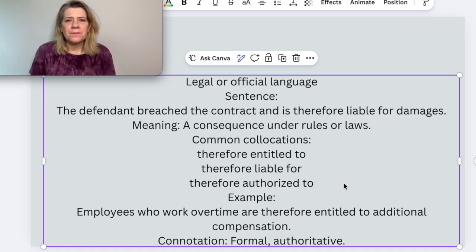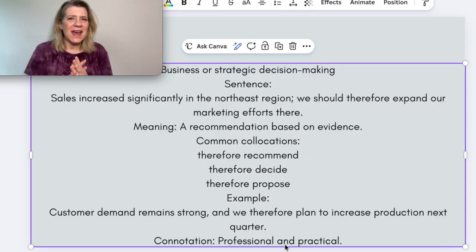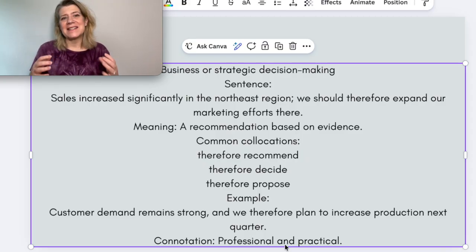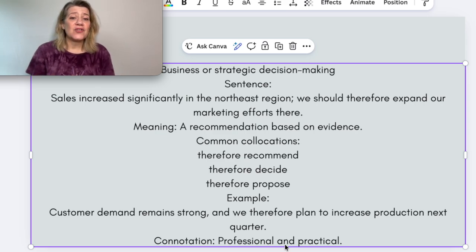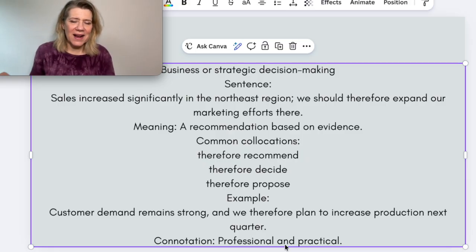Sales increased significantly in the Northeast region. We should therefore expand our marketing efforts there. So we're drawing a conclusion or we're making a recommendation based on past events. Therefore is a way that we can very formally say, so this is what we need to do. Customer demand remains strong, and we therefore plan to increase production next quarter. This is professional and it's practical.